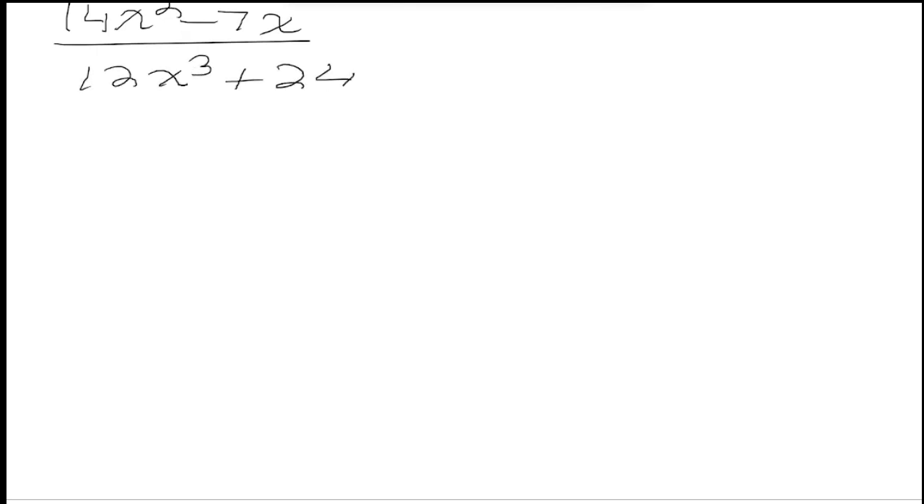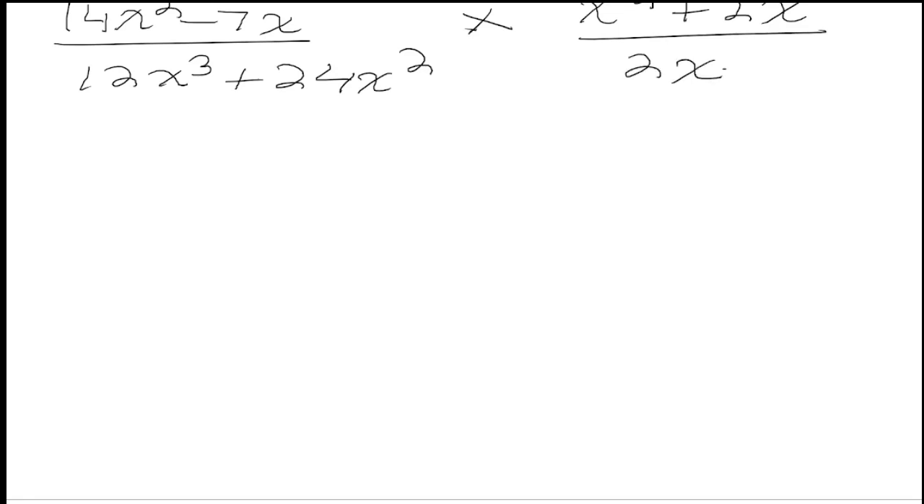I'll just write the expression as it is. It was (14x² − 7x) divided by (12x³ + 24x²). And then we took the product. That means we multiplied this expression with (x² + 2x) divided by (2x − 1). Now how to solve this?